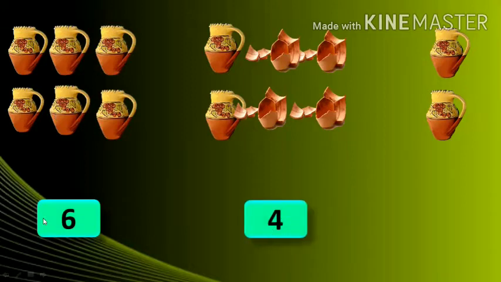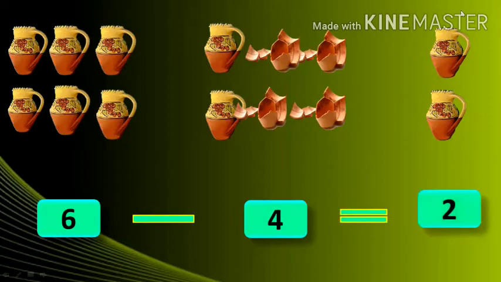That means from 6 we have to take away 4. Then how many left over here? 2. 1, 2. 2 jars left over. That means 6 minus 4 equals to 2.